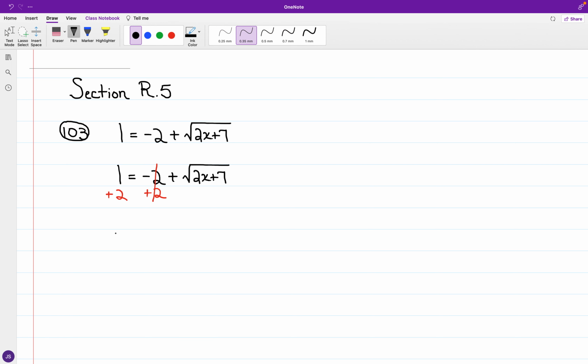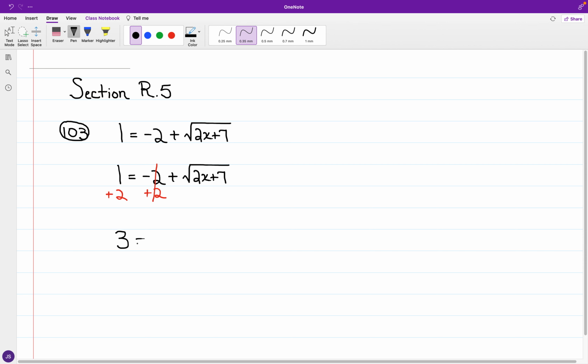So we have 1 plus 2 is 3, and we have that 3 is equal to the square root of 2x plus 7. Again, we have an even root radical, with the square root of 2x plus 7, and with even roots we have the principal square root rule. An even root expression, including a square root expression, cannot reduce to a negative constant. We have a positive 3, and so we can proceed.